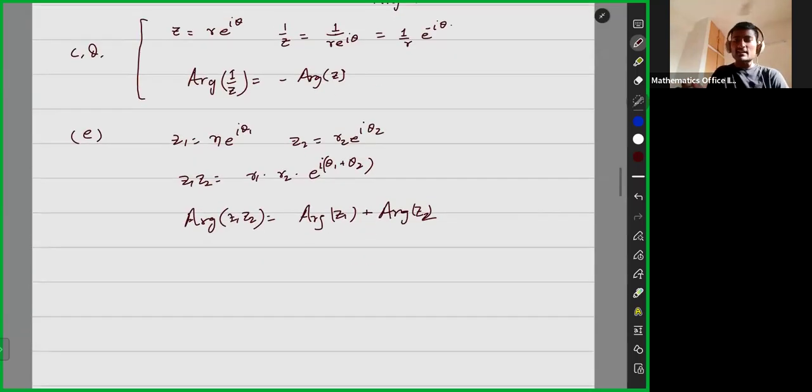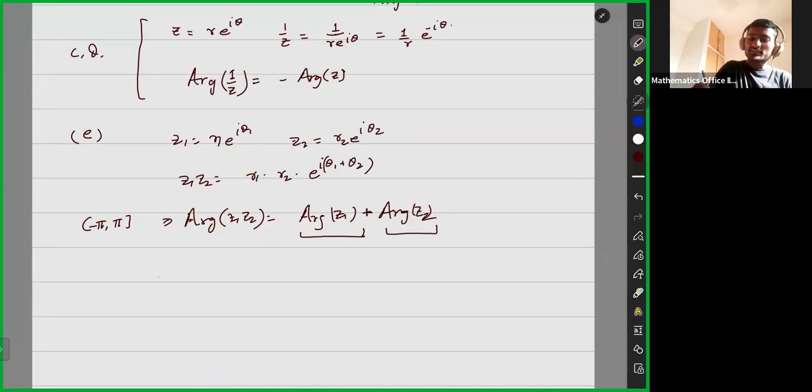What is wrong here is that the left side belongs to minus pi to pi, and here this also belongs to the same interval, this also belongs to the same interval. But it can happen that the sum becomes bigger than pi.